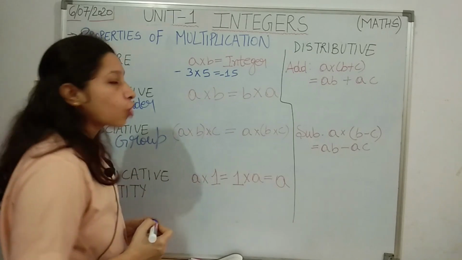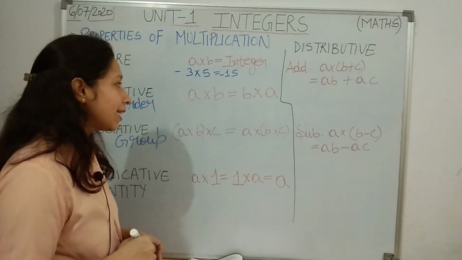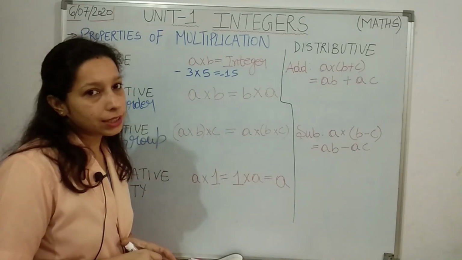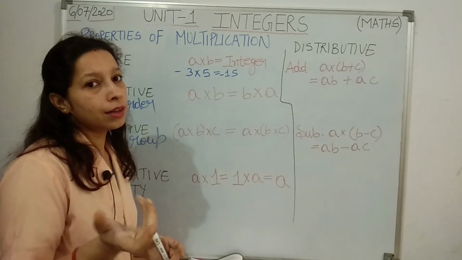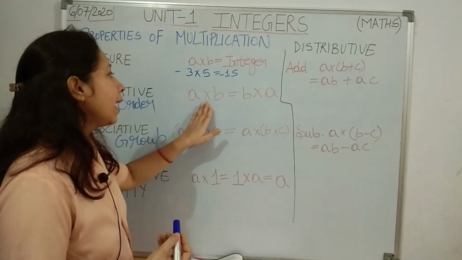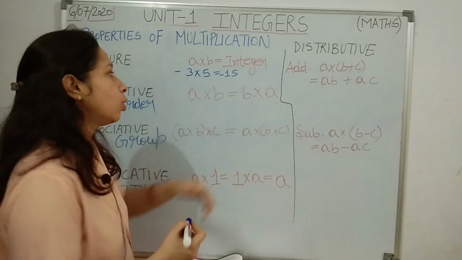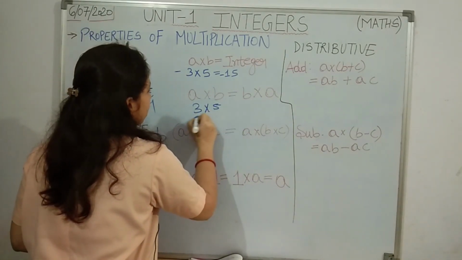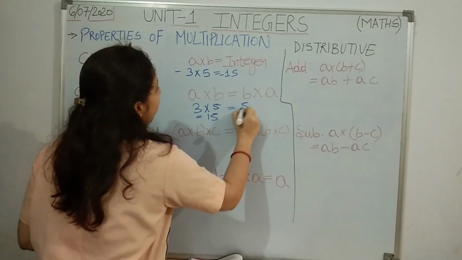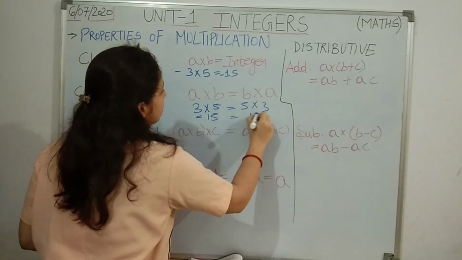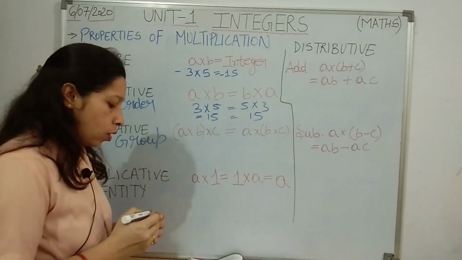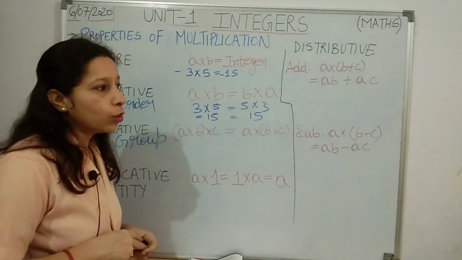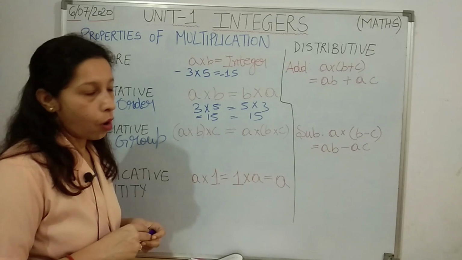Then the next property is commutative property. Again it states that you can multiply the integers in any order, it will not change the result. For example, a into b, or you can do it as b into a also, means 3 into 5 you will get 3 5s are 15, or multiply 5 into 3, again the result will be 15 only. So in commutative property you can multiply the integers in any order.